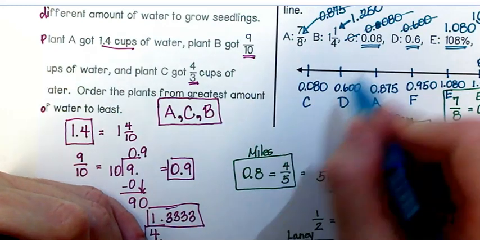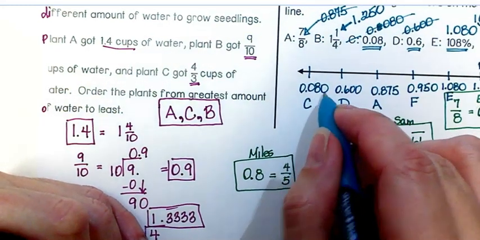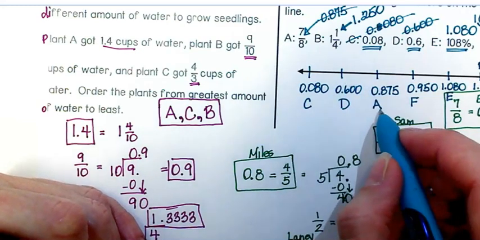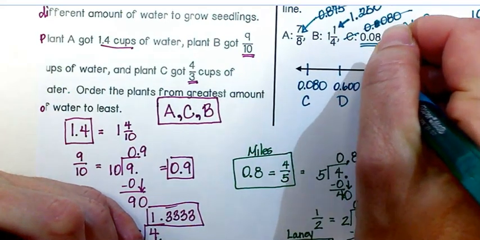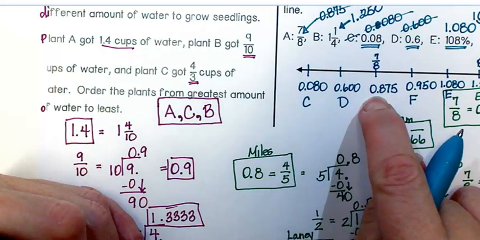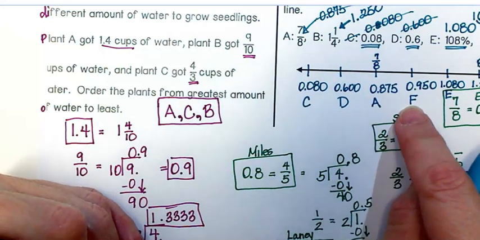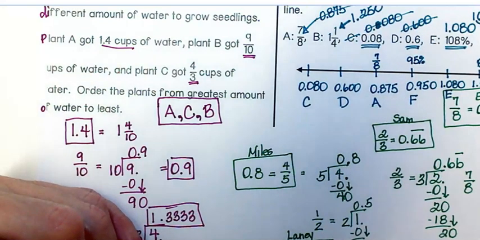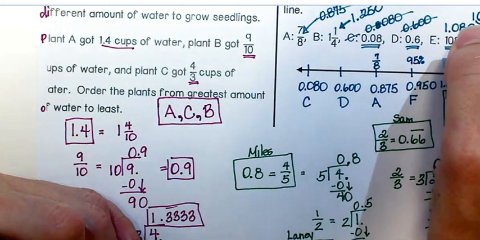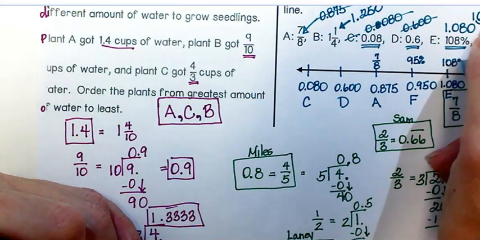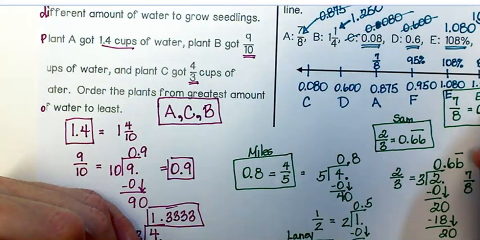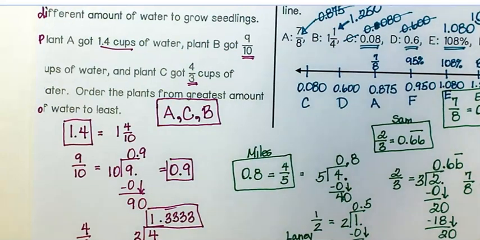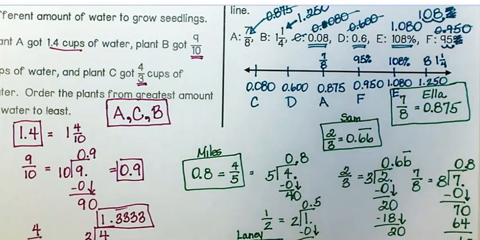All right. C, it was in decimal form. We just added a 0. We kept it in decimal form. D, it was in decimal form. We just added a 0, kept it in decimal form. A was actually a fraction, but we converted it to decimal form for comparison reasons. F was a percent, but we put it in decimal form so that we could compare it. E was a percent, but we put it in decimal form to compare it. And then B was a fraction, 1 1/4, but we put it in decimal form in order to compare it. Oops, sorry, I didn't realize I'd cut myself off.